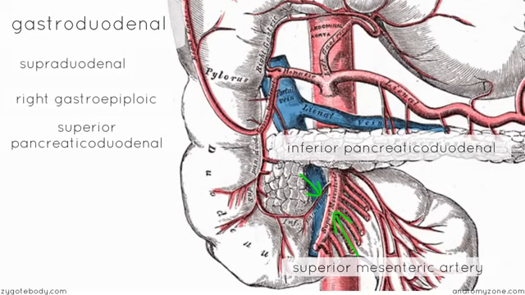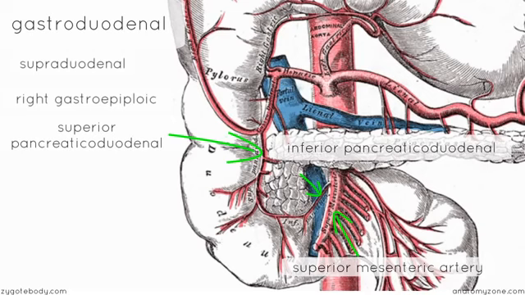So like we've seen all these anastomosing vessels, we've seen the left gastric anastomosing with the right gastric on the lesser curvature of the stomach. We've seen the left gastroepiploic and the right gastroepiploic anastomosing on the greater curvature of the stomach. And now we're seeing an anastomosis between the superior pancreatico-duodenal artery and the inferior pancreatico-duodenal artery. So the superior pancreatico-duodenal artery comes off the gastroduodenal artery, and it supplies the duodenum and the head of the pancreas, and it anastomoses with the inferior pancreatico-duodenal artery, which comes off the superior mesenteric artery.